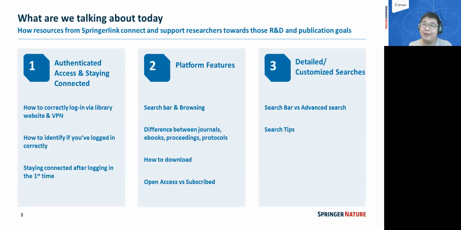Alright. The second one is the platform features. That means what are the functionality, what are the features on the platform itself, how do you maximize the utilization of it. But I think, personally speaking, platforms like SpringerLink are generally very easy to use.